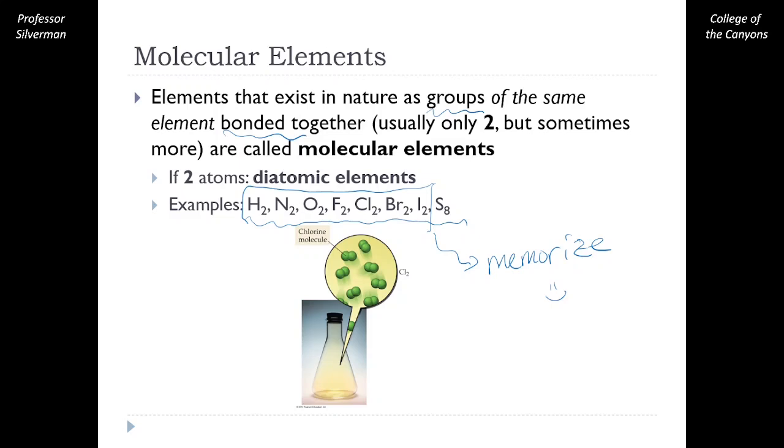If you see something like chlorine as an element, chlorine exists as Cl2. We have chlorine not as a single atom, but it's actually this pair of atoms chemically bonded together. Likewise with all of our other elements in group 17. The other three that we need to know: hydrogen, nitrogen, and oxygen. Hydrogen, nitrogen, oxygen, and those halogens exist as diatomic elements if you find them out in the wild as elements.